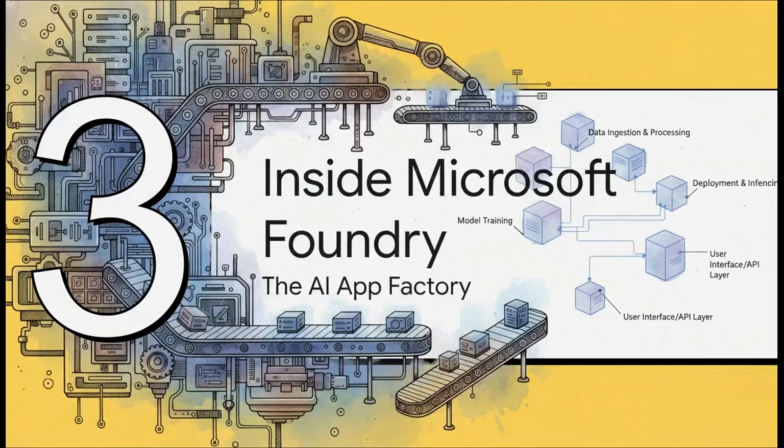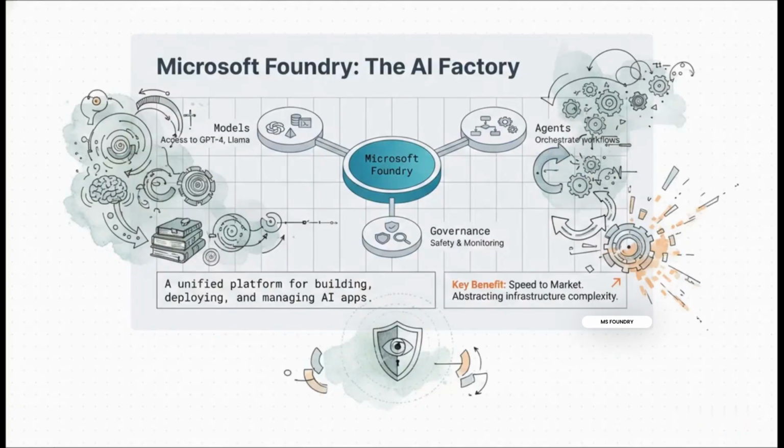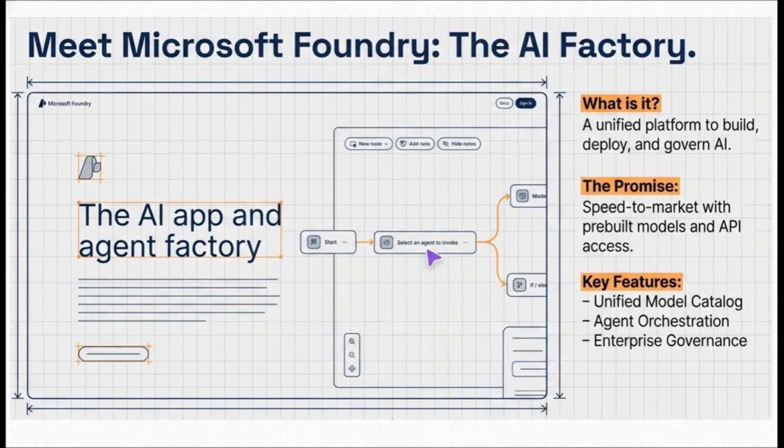So, we've designed our AI application architecture. We have the blueprint. But where do we actually go to build this thing? Well, that's where Microsoft Foundry comes in. I want you to think of it as this unified, high-tech factory where all 4 layers of our application get assembled. Microsoft Foundry really tackles the biggest headache in AI development, and that's complexity. It's a single, unified platform that brings together models, intelligent agents, and all your governance tools.